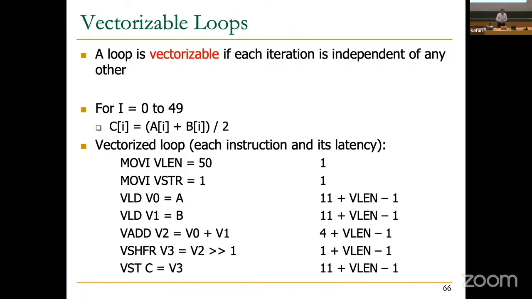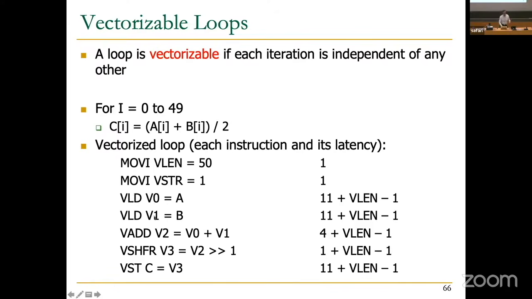because the first element comes after 11, and then the remaining 49 elements take 49 more cycles to come. Okay? So if your vector length was 30, you would plug in your vector length over here. Now, if it was actually larger than your vector register length, you need to restructure your program, as we will see later, but it's not that bad. The core of your program will still be this.